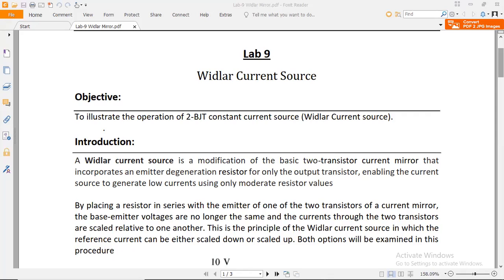Widlar Current Source Lab, and the objective of today's lab is to illustrate the operation of two BJT constant current source, Widlar current source. So if you have any kind of query in previous labs, feel free to discuss. I will resolve your queries, your issues in this lab online session. And if you have not any kind of issue, we continue today's session.